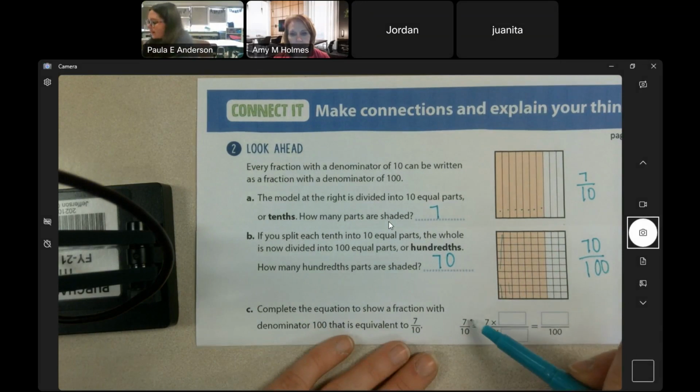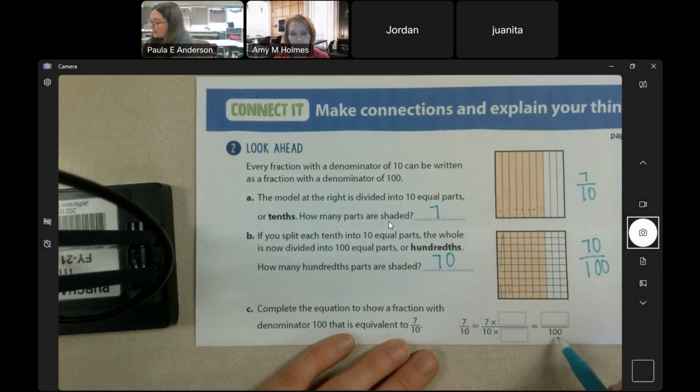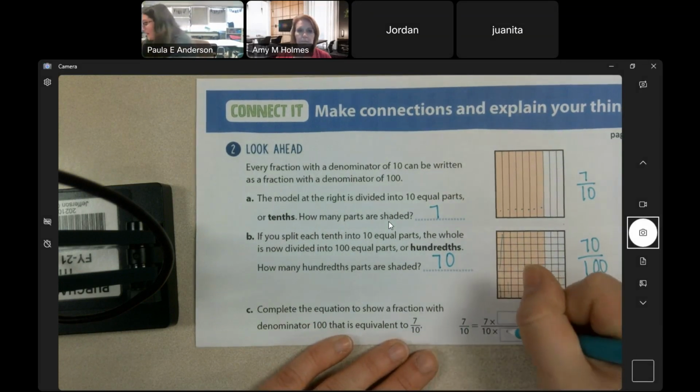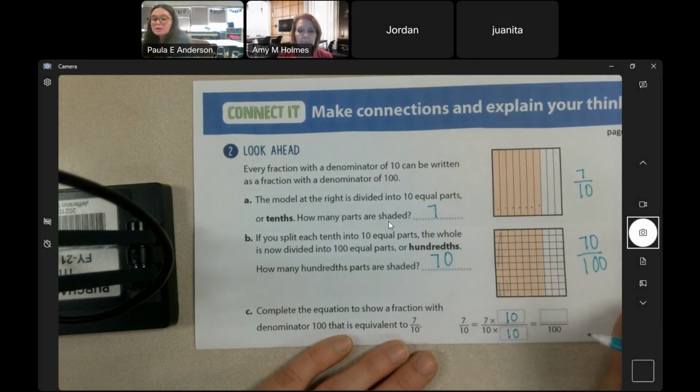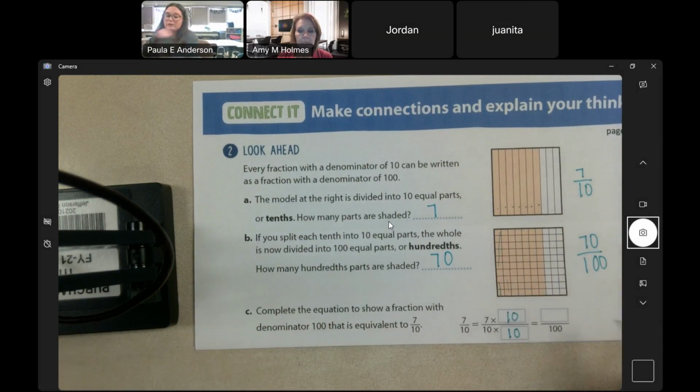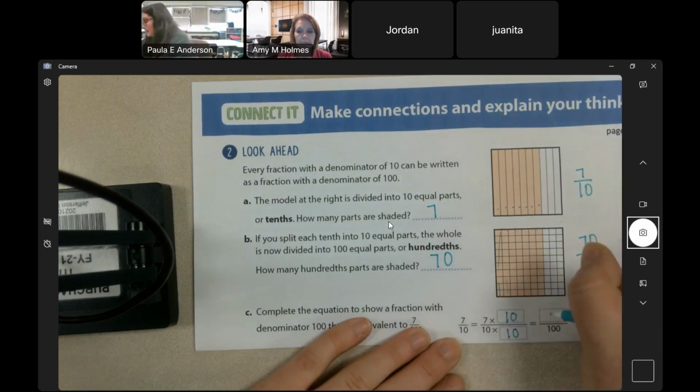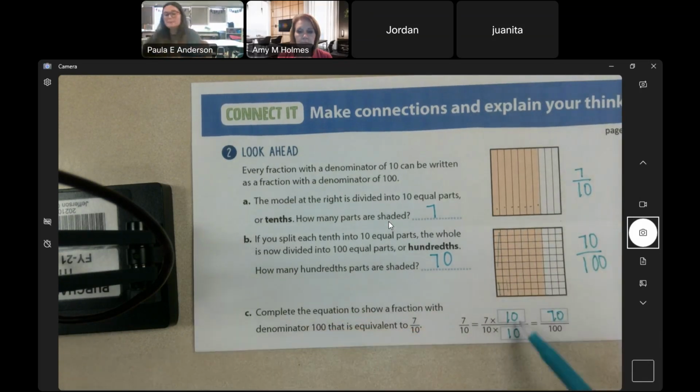So what we would do is we'd say, okay, we have 7 tenths, and if we want to get to 100, what do we multiply by to get to 100 if we're at 10? Well, we know that 10 times 10 is 100, and whatever we do on the bottom, we have to do the same thing on top because 10 over 10 is equivalent to 1, and when we're multiplying by 1, we don't change anything. We're still equivalent. We just changed the numerator and the denominator. So 7 times 10 is 70. So we know that if we multiplied by 1, our numerator and denominator changed, but we still have the same value. So we have 7 tenths is the same thing as 70 hundredths.